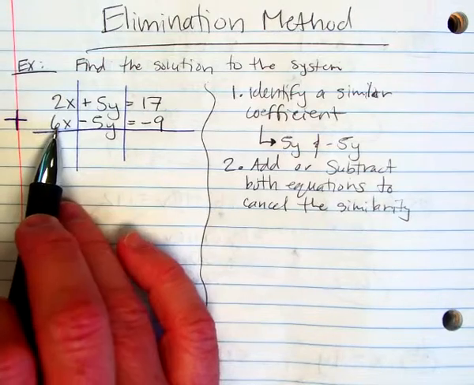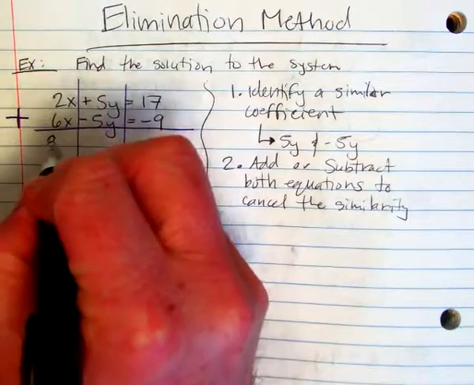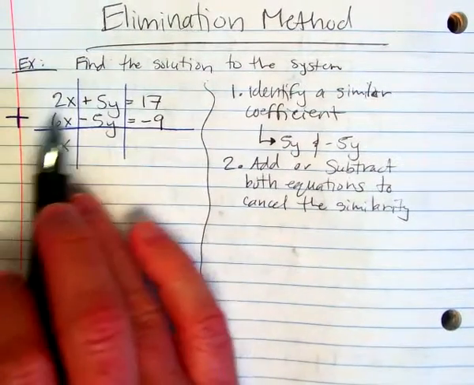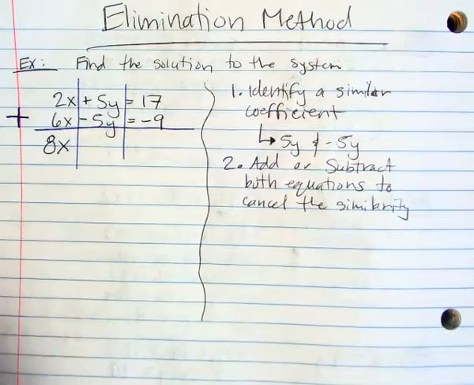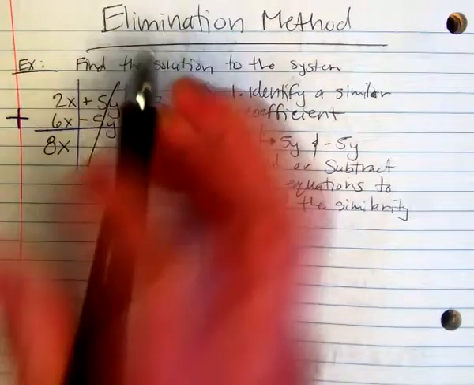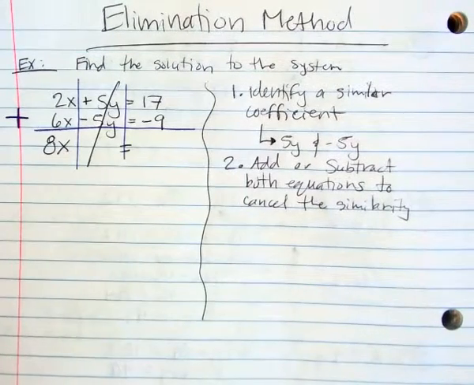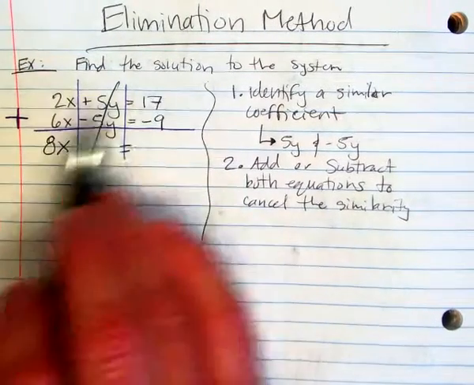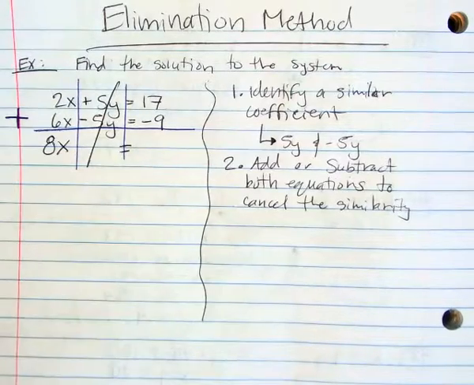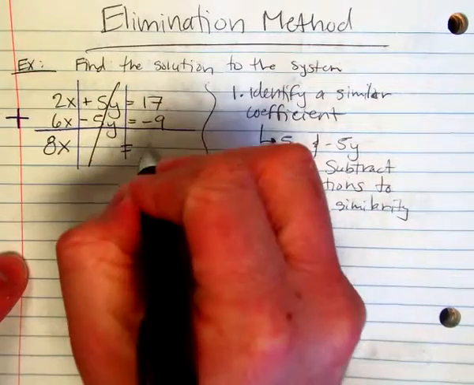So what is 2x plus 6x? Great. What is 5y plus negative 5y? 0, it's gone. So I'm just going to cross them out. Don't forget your equal sign. I have 17 plus negative 9 here. That'd be a positive 8.